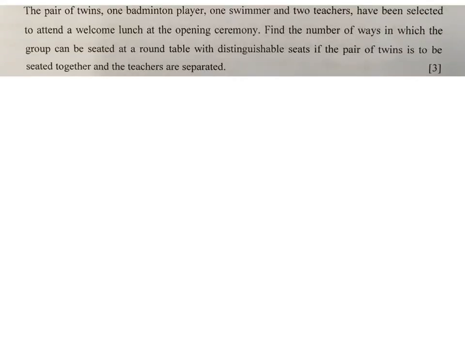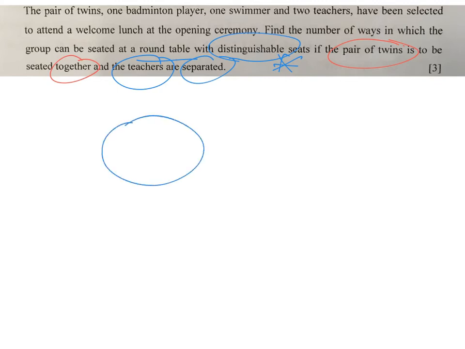For the last part of the question, we are actually arranging the group around a table, very importantly, with distinguishable seats, meaning that the seats are all different. And then there are certain conditions imposed. It says that the pair of twins is to be seated together, and then the teachers are to be separated. So let us draw a diagram to illustrate this problem.